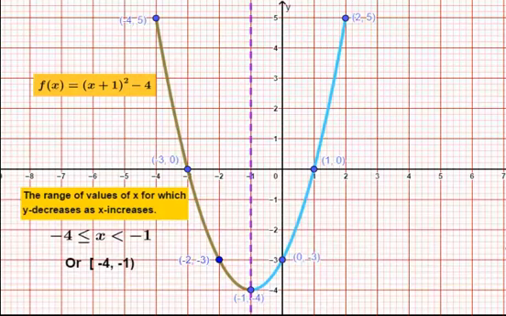So these are the two ways you can write the range of values of x for which y decreases as x increases. Either we write it in the inequality form or you write it in the interval notation form.